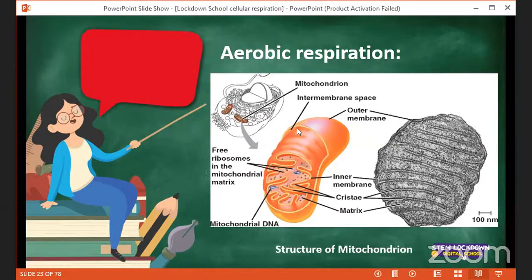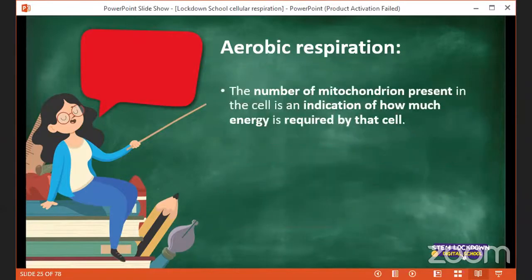Okay, so now within the membrane, I think this slide shows that the number of mitochondria present is an indication of how much cellular respiration can take place, so that much more energy can be provided, okay?